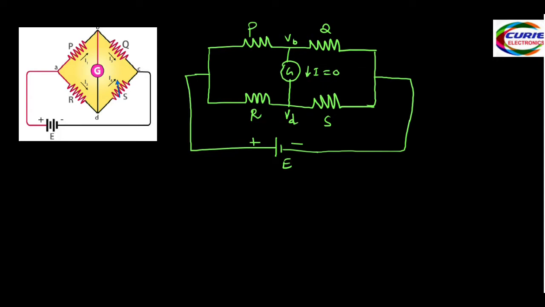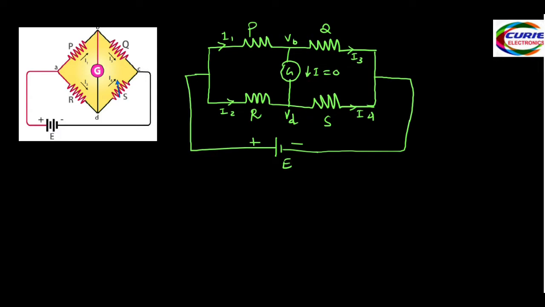So what happens? The I1 current goes like this. Here it is mentioned as I3, but both currents are the same. And what about here? Here the I2 current is flowing. Same, here we are mentioning it as I4, but the currents are the same only.